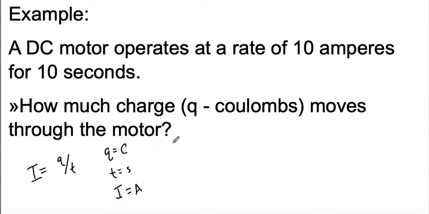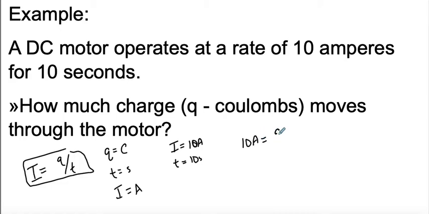So we're going to write down everything we have. So 10 amperes, that's I, remember, that's 10 amps. Okay, and then we have time of 10 seconds. And then we're going to plug them into our equation. Okay, so 10 amps goes on the left. I'm looking for the amount of coulombs moved, Q. And my time is 10 seconds.